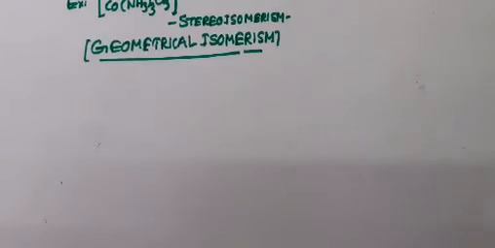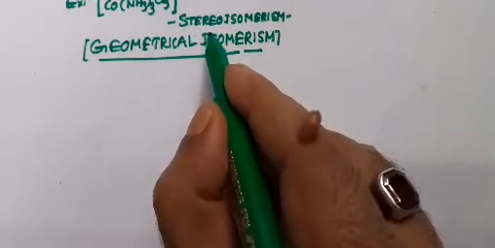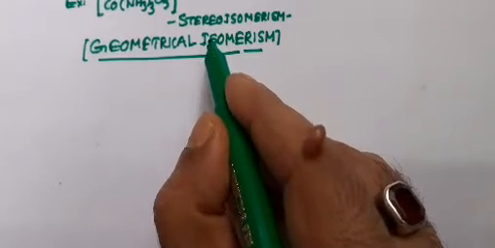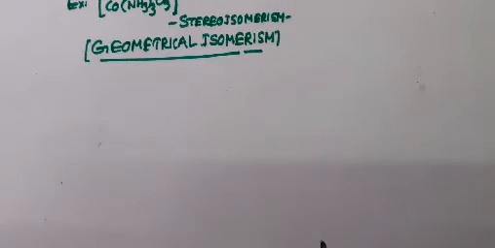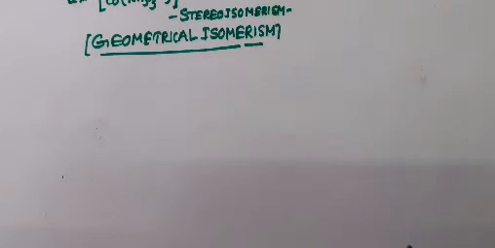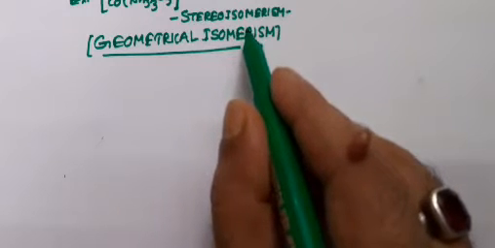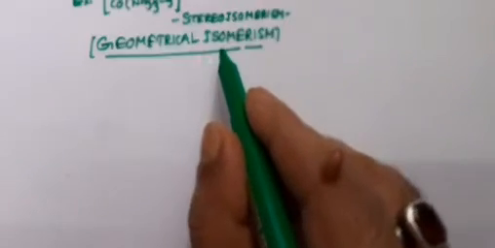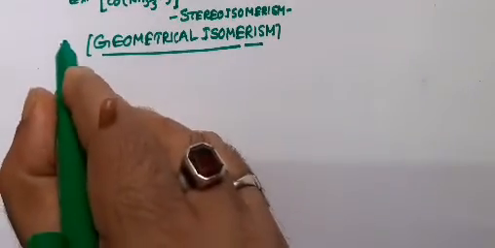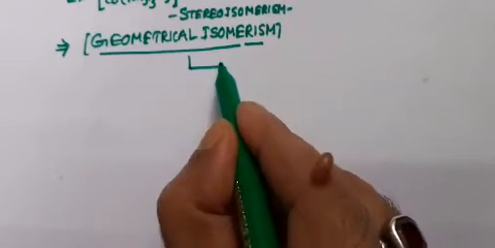In today's class, we are going to describe stereoisomerism. As we know, coordination complexes having the same molecular formula but different spatial arrangements of the ligands in space are known as stereoisomers, and the property is known as stereoisomerism. In today's class, we will first discuss geometrical isomerism.